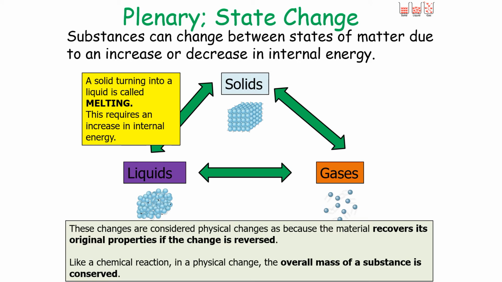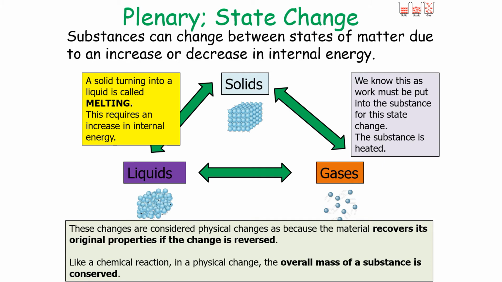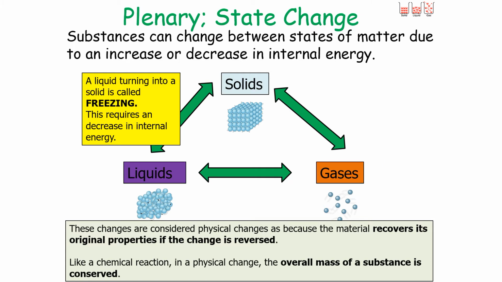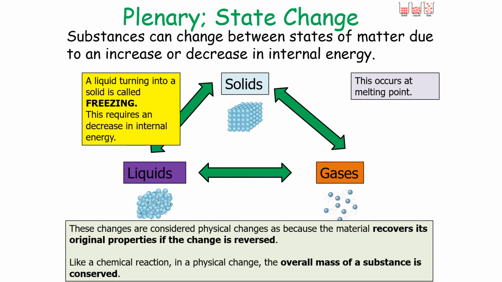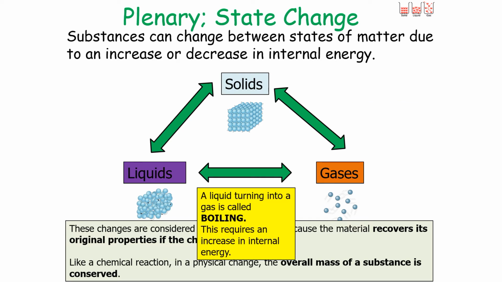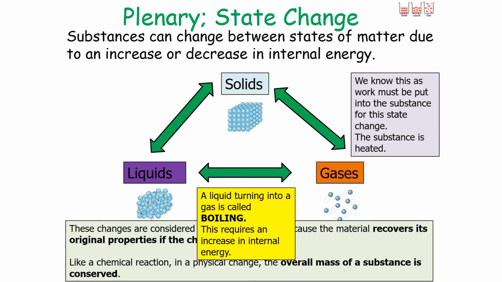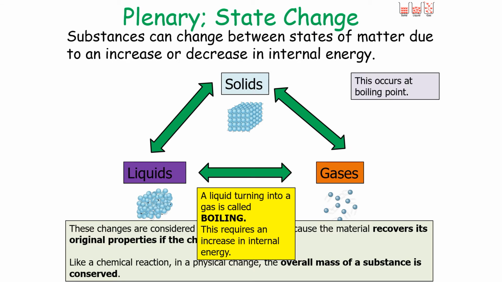an increase in internal energy as the substance is being heated for this to occur. So it occurs at melting point. A liquid turned into a solid is called freezing, which is a decrease in internal energy as the substance has to be cooled for freezing to occur, but that also occurs at the melting point. A liquid turned into a gas is called boiling, which requires an increase in internal energy as the substance has to be heated to achieve this, which occurs at the boiling point.